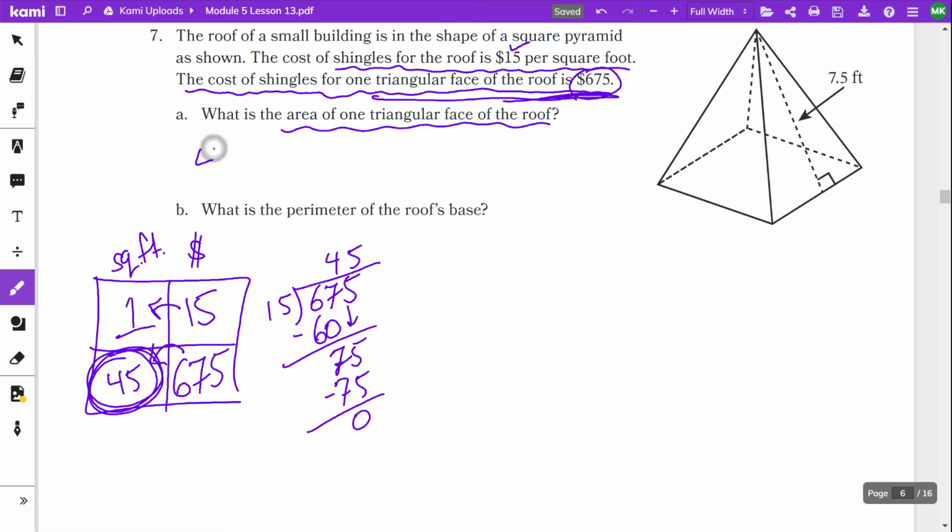So 45 square feet for each face is the area. Okay, so I'm good. The cost of one triangle. Oh, I'm sorry. Wait, that's the cost. No, that's the square footage. Yeah.